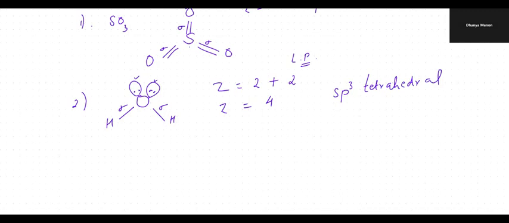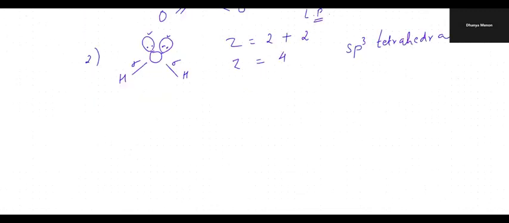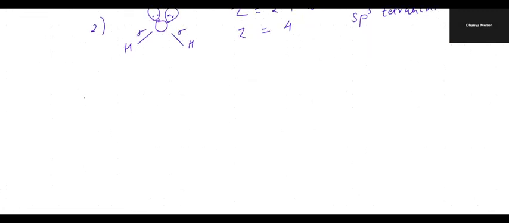This is the second example. The third one is ammonia. Suppose the shape is given to you. There is one lone pair of electrons. One lone pair will have 2 electrons, but the formula counts 1 lone pair. There are 3 hydrogen atoms.